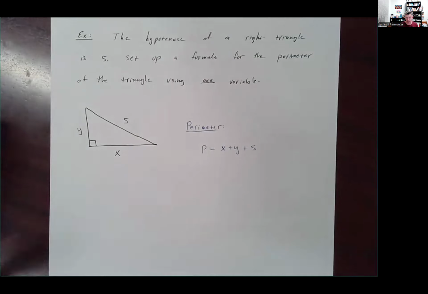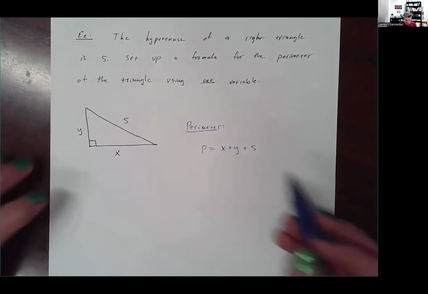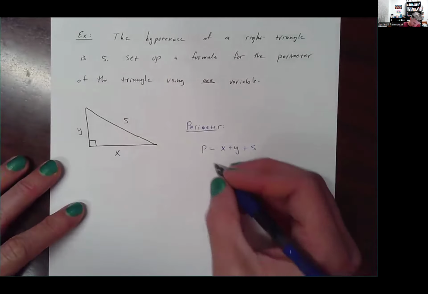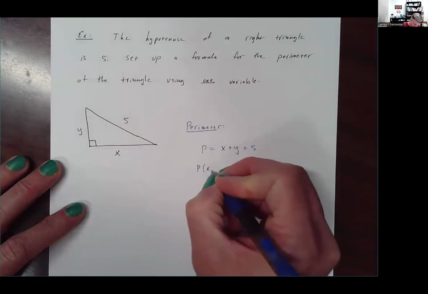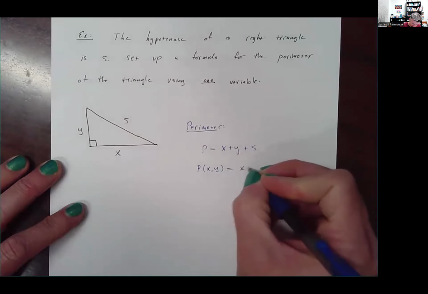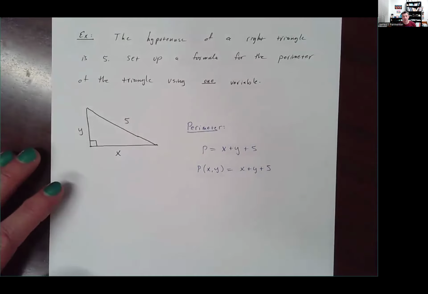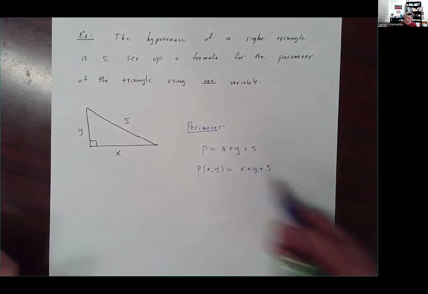But as you might have noticed, there's two variables there, x and y. I will point out that P is not a variable. P is like the function. If you really wanted to, although I don't really want you to, you could write P is a function of x and y. It's equal to x plus y plus 5. But I would just stick with this for now. So then we need to get rid of one of those variables.